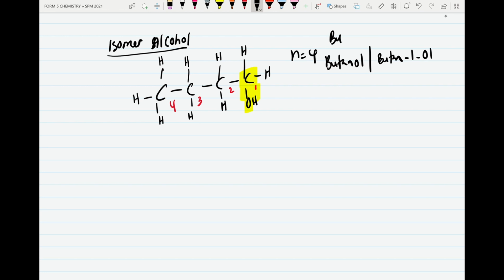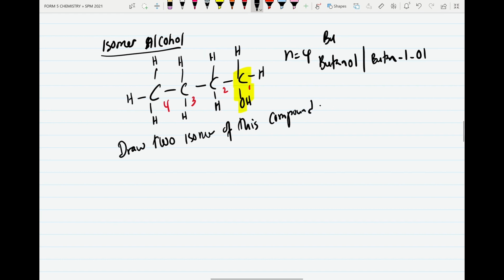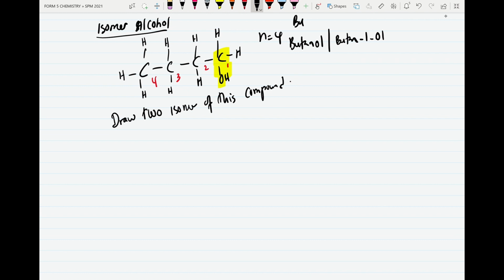Now we try to draw two isomers of this compound. First of all, I write the skeleton for this compound. I start with a long chain of 4. There is no branch, so the branch is 0, and the OH starts at carbon number 1. So this is the skeleton for this one.